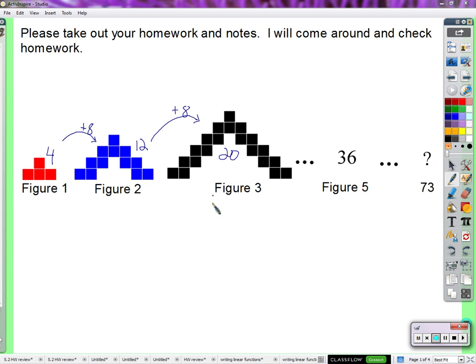But maybe the most useful piece of information that we discovered was that each figure has 8 more squares than the figure before, right? Pretty useful, pretty important. If I want to figure out how many squares are in the 5th or the 7th or the 73rd figure, it's probably important that I know some kind of a pattern, right? Noticing patterns is going to make it easier, more possible for me to figure out how many squares are in 73. Would you agree that's an important piece of information?